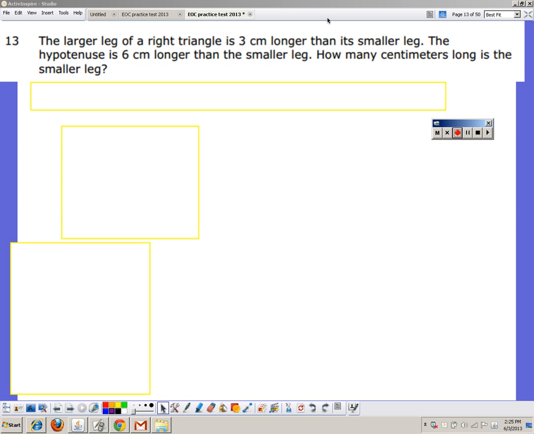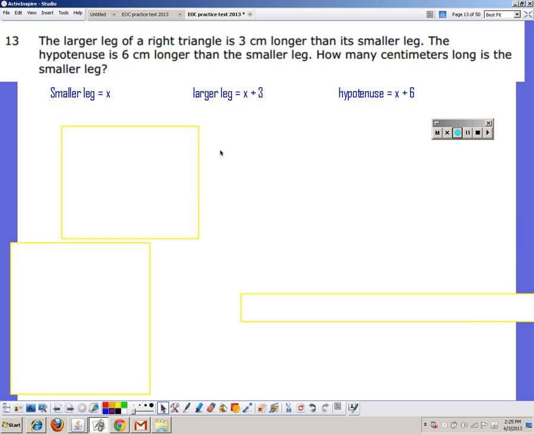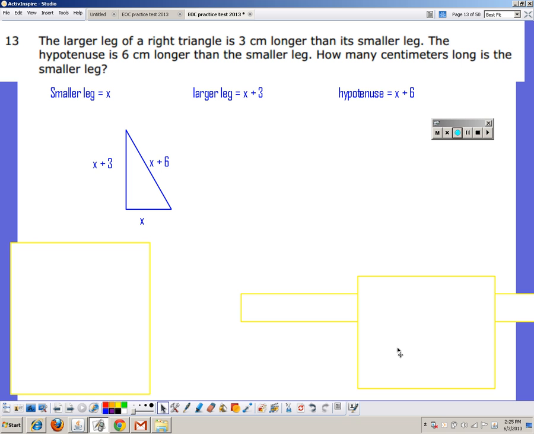Number 13, we have a right triangle, and everything revolves around the smaller leg. So we're going to make the smaller leg x. The larger leg is 3 centimeters more, so we're going to do x plus 3. And the hypotenuse is 6 centimeters longer than the small leg, so we got x plus 6. We draw our right triangle so we know what we're looking at. We have x plus 3, x, and x plus 6. Remember, the hypotenuse is the side opposite of the right angle.